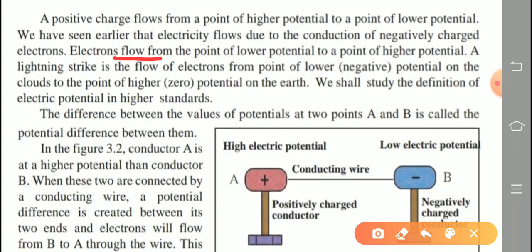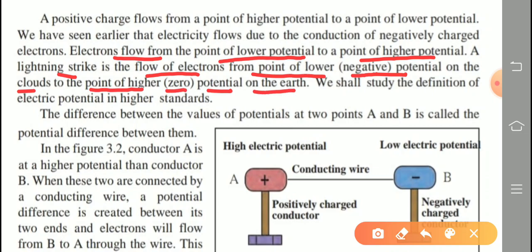So electrons flow from a point of lower potential to a point of higher potential. Lightning strikes, one more example. A lightning strike is the flow of electrons from a point of lower, meaning negative, potential on the clouds to the point of higher potential, considered here as 0, on the earth. So lightning strikes from clouds in the direction of earth. We shall study the definition of electric potential in higher standard.